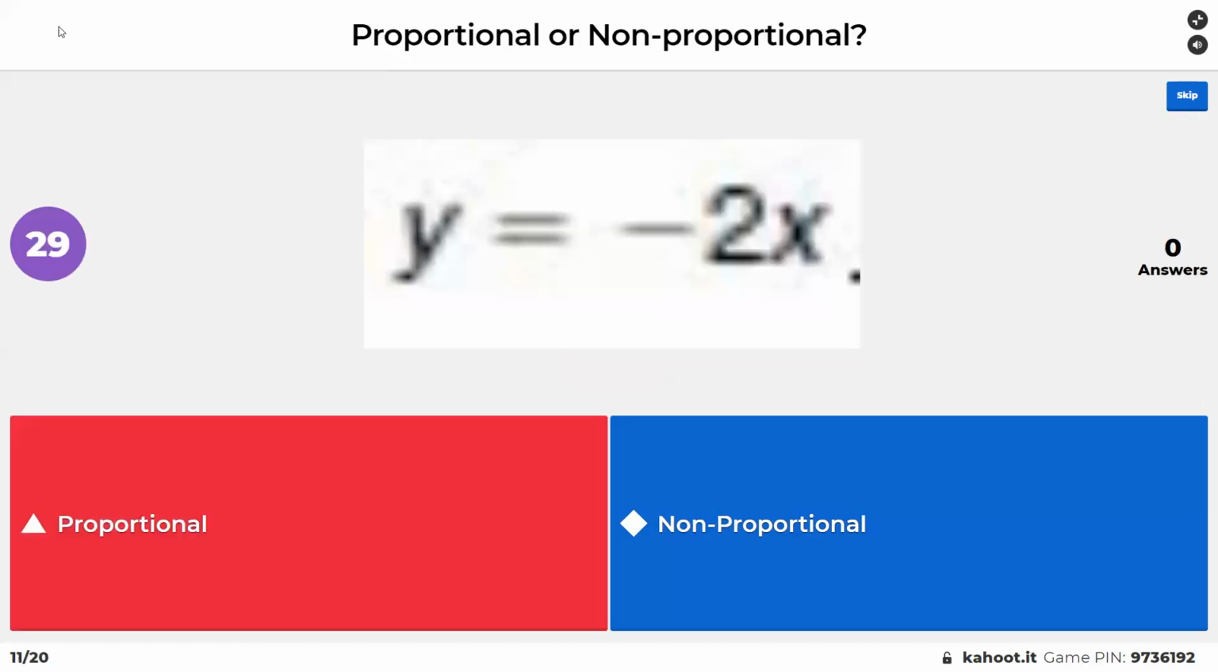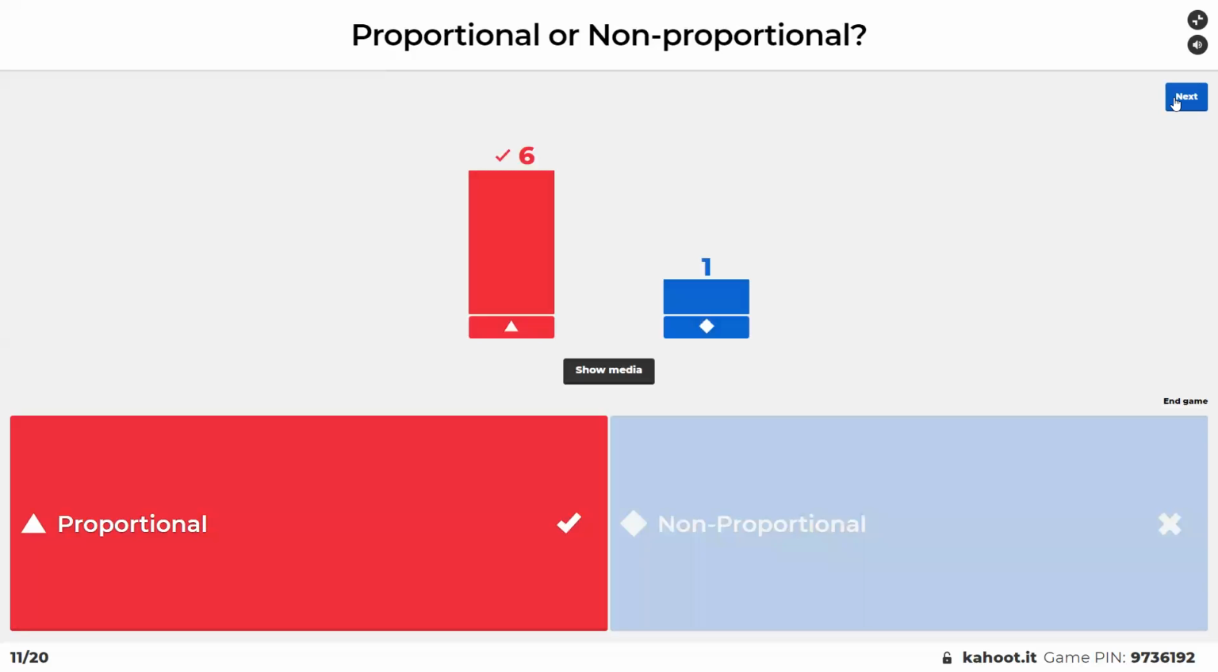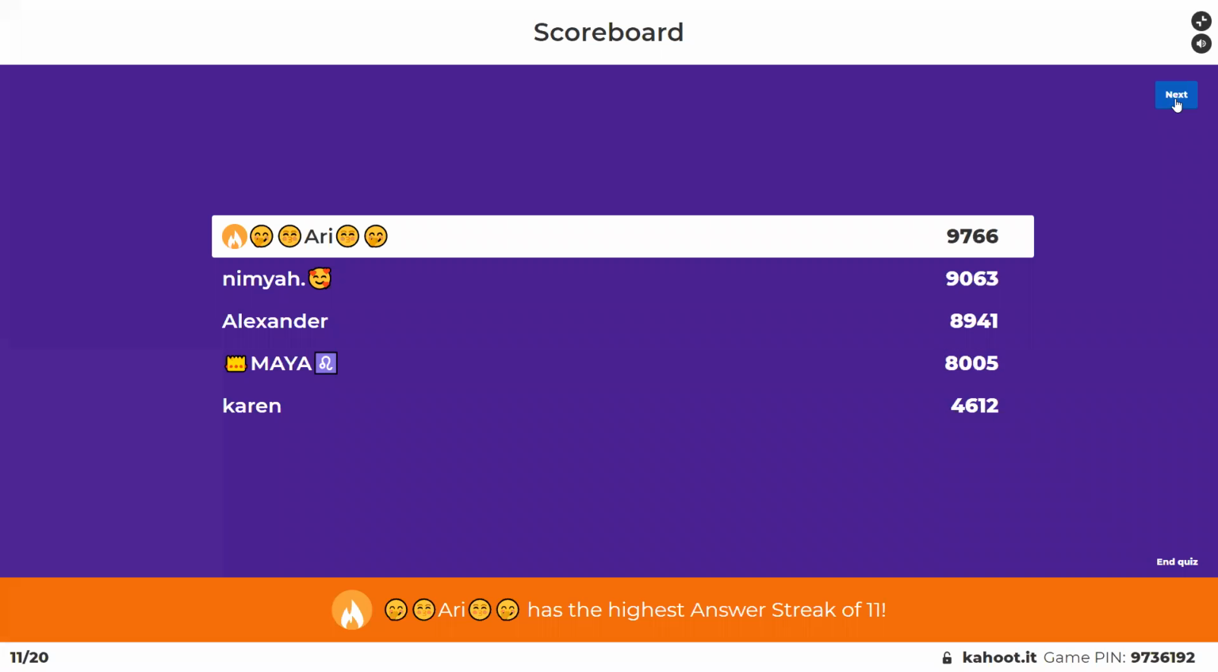Proportional or non-proportional? Y equals negative 2X. Hopefully everybody gets this right now. Good, guys. Y equals 2X, that's going to be a proportional, or negative 2X. There was no Y intercept, there was no plus B, so it's a proportional relationship.